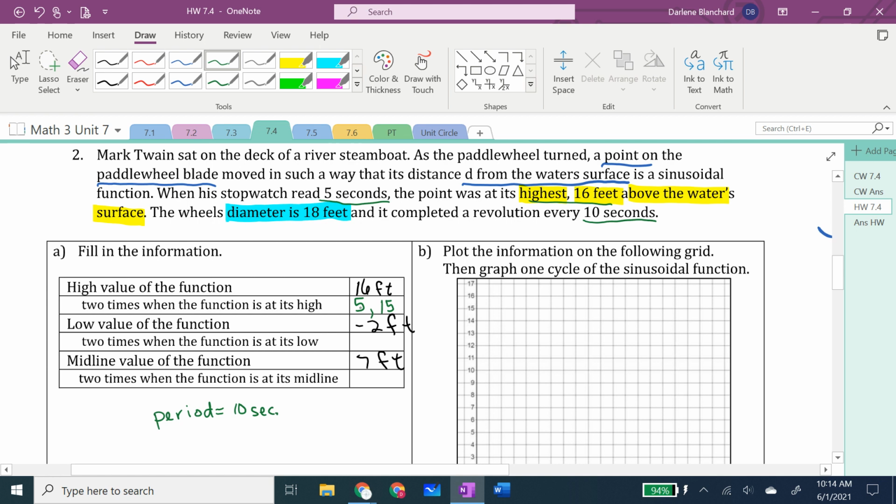If I know when I have the beginning of a cycle and the end of a cycle, my low is going to be halfway through that. What is halfway between 5 and 10? Or what is halfway between 5 and 15?